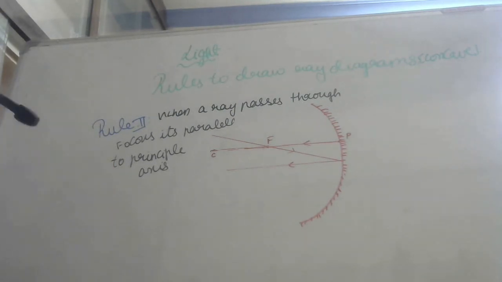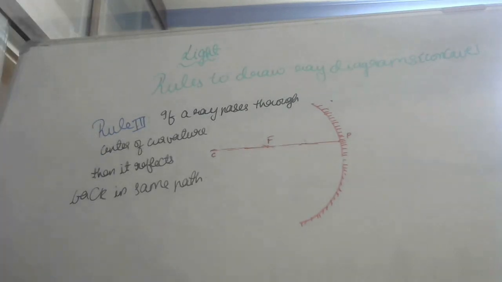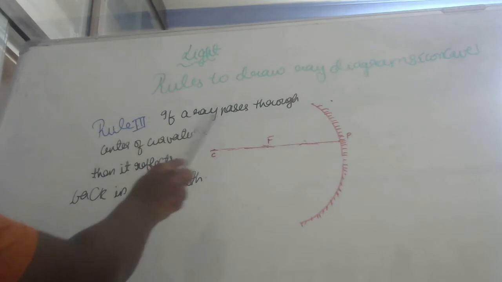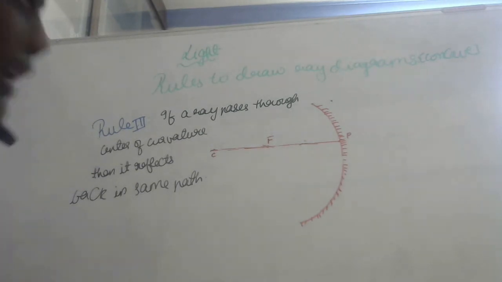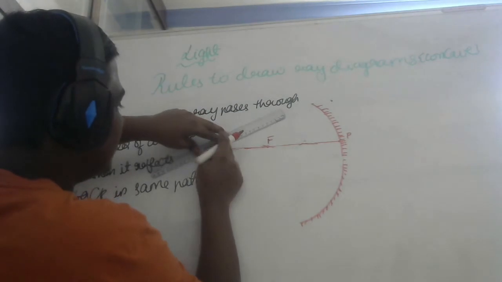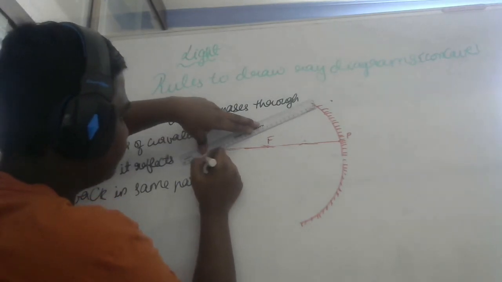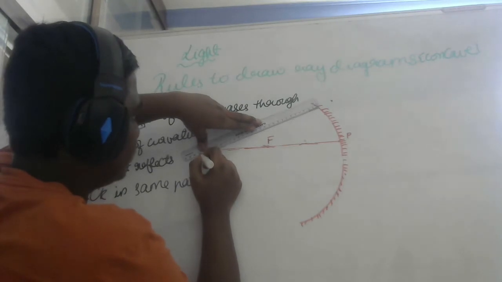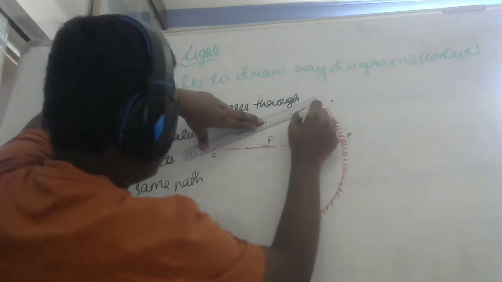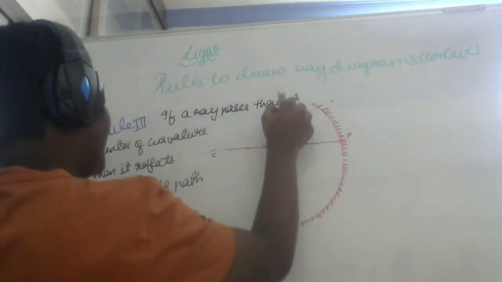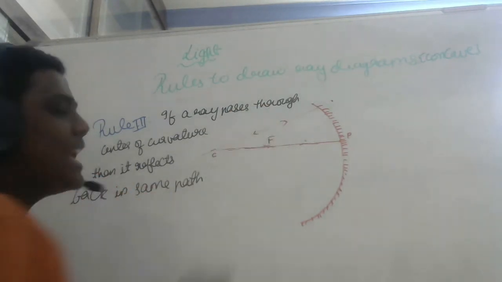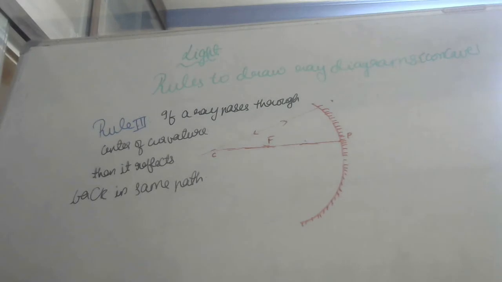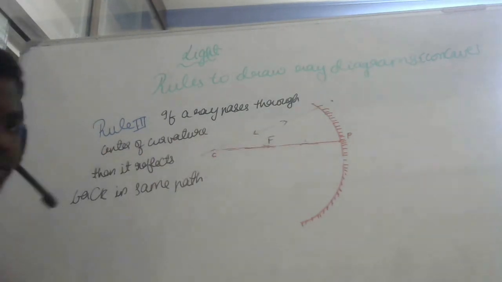Now, let us quickly jump into rule 3. What does rule 3 say? Rule 3 says if a ray passes through the center of curvature, then it reflects back in the same path, which means there is a ray which is passing through the center of curvature, and when it hits the mirror it again reflects back in the same path. Now if you see, it is going in this manner and coming back in the same manner.